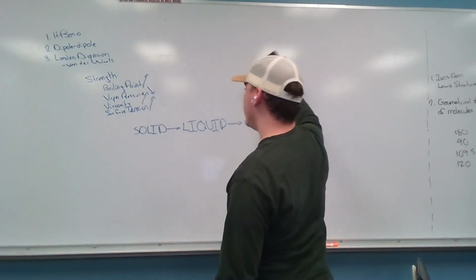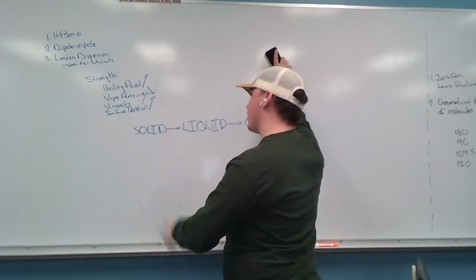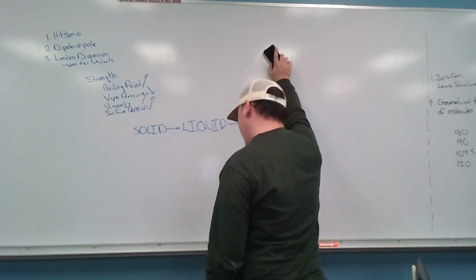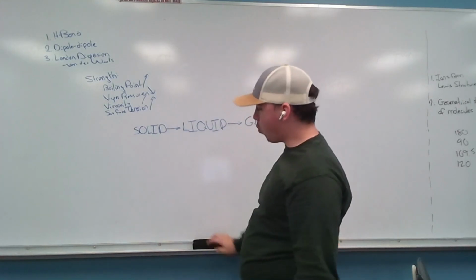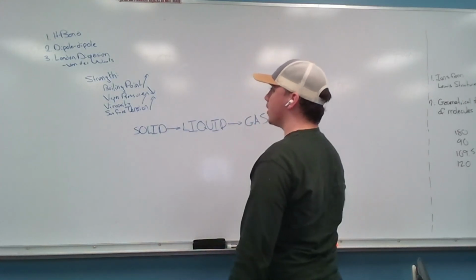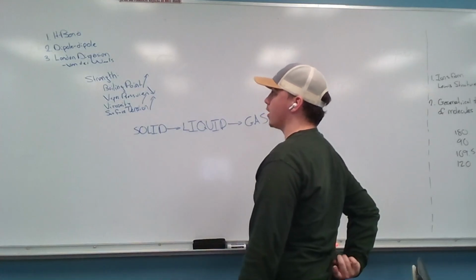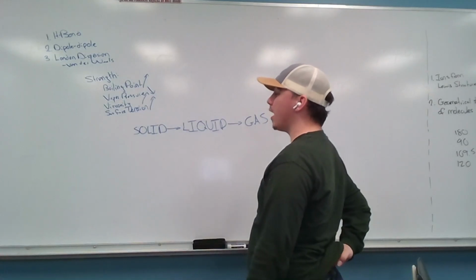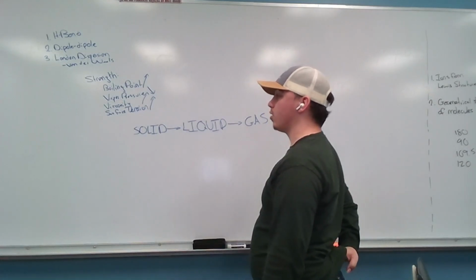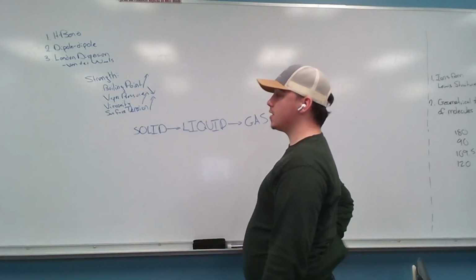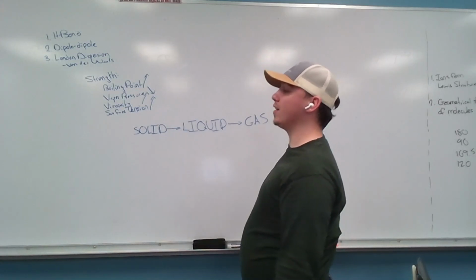So boiling point goes up, vapor pressure goes down, viscosity goes up, surface tension goes up. Water is an H bond, so it has a really strong one. It has a pretty high boiling point. I don't know about vapor pressure and surface tension relatively.